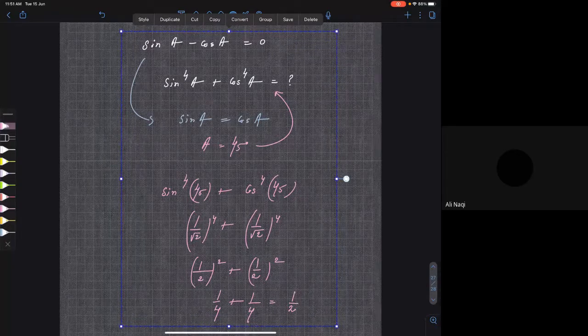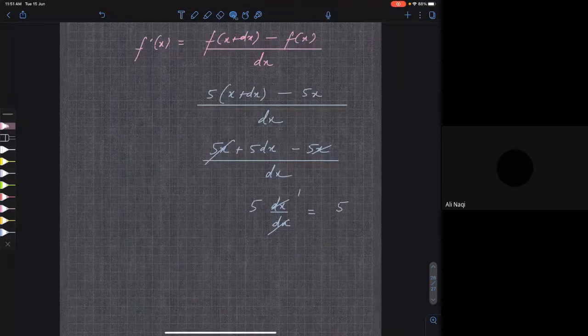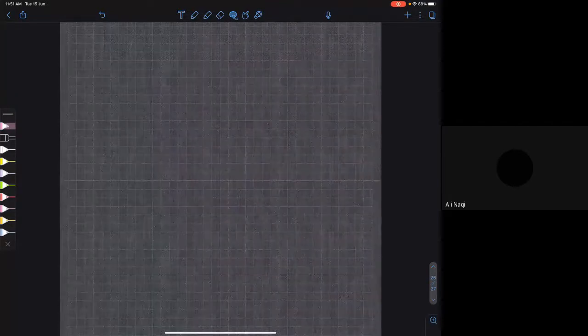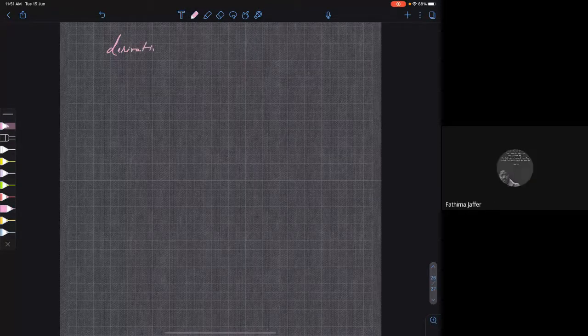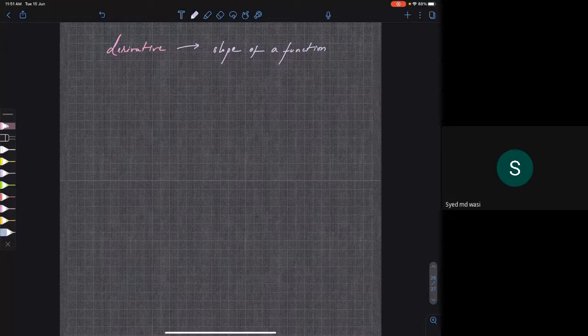Okay, fine. So in the last class we started derivatives. We found the derivatives of many functions. Now what is the derivative of a function of x? The derivative is the slope of a function. So it's actually the slope of a function.